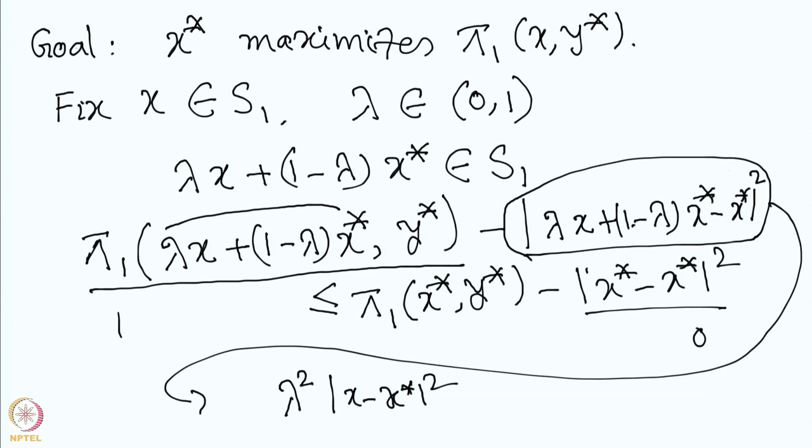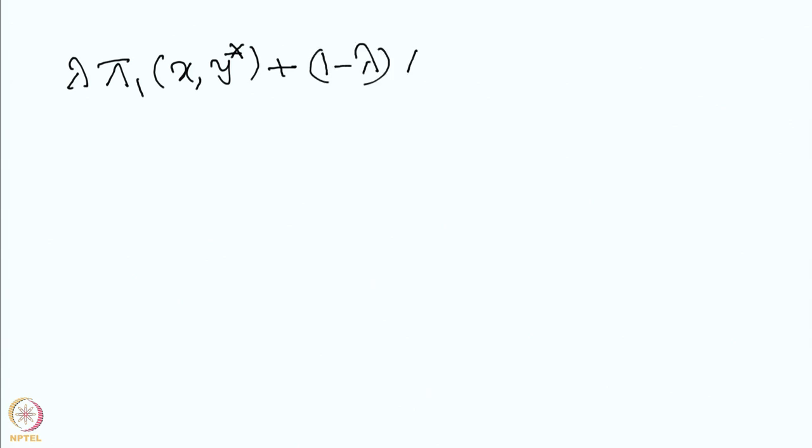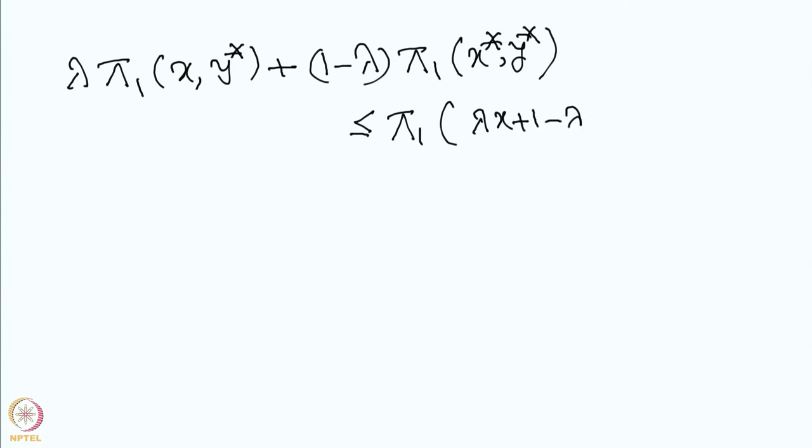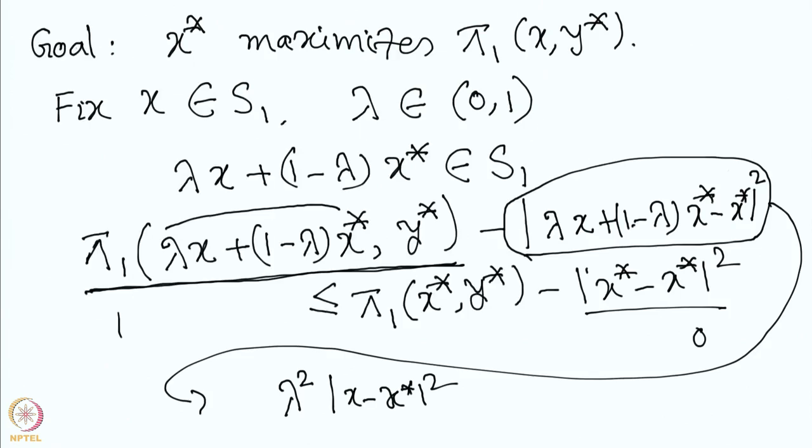Now, in the first term here, we use the concavity to say that lambda pi 1 of (x, y star) plus (1 minus lambda) pi 1 of (x star, y star) is less than or equal to pi 1 of (lambda x plus (1 minus lambda) x star, y star), the concavity used. So, therefore, using that concavity and this term, this entire inequality can be rewritten as follows.